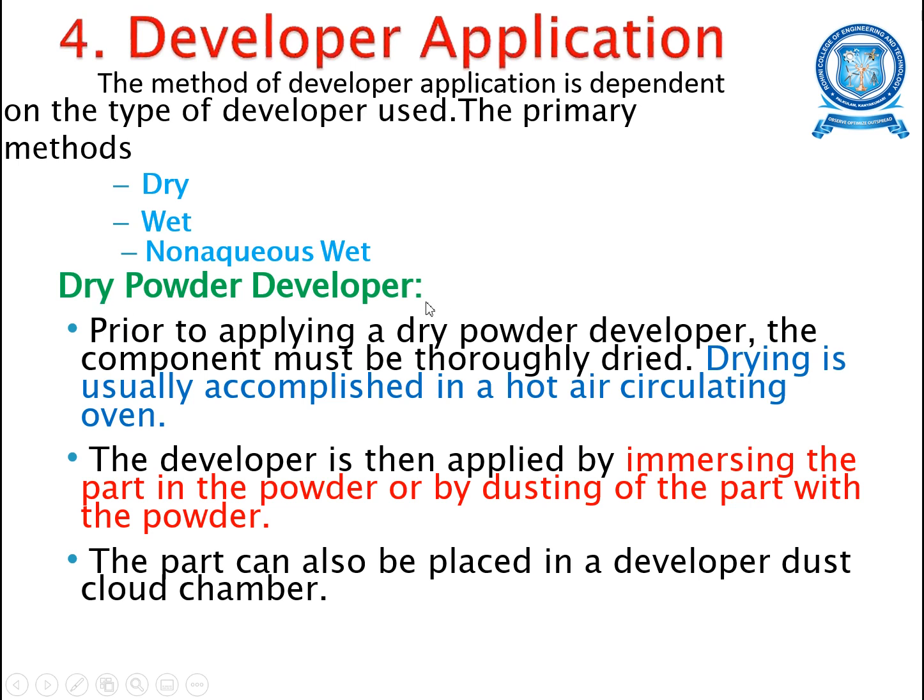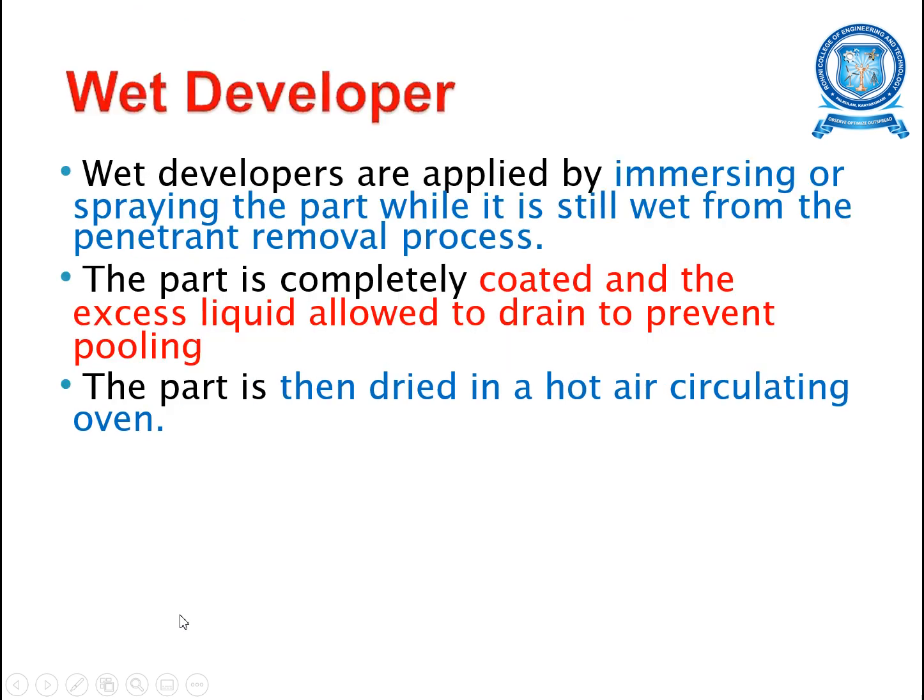So the dry powder developer: prior to applying a dry powder developer, the component must be dried properly. The drying is accomplished in a hot air circulating oven, and after that the developer is applied by immersing the part in the powder or by dusting the part with the powder, or you can place the part in a developer dust cloud chamber also.